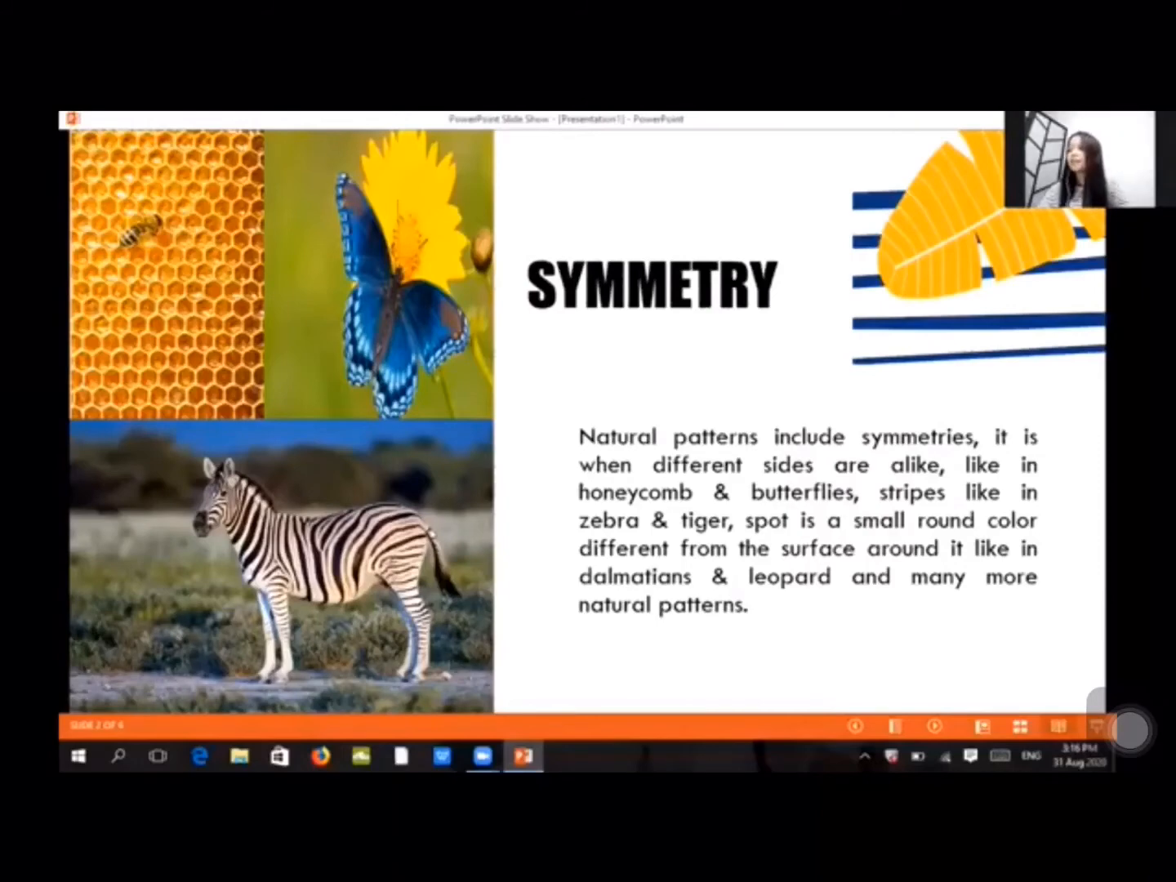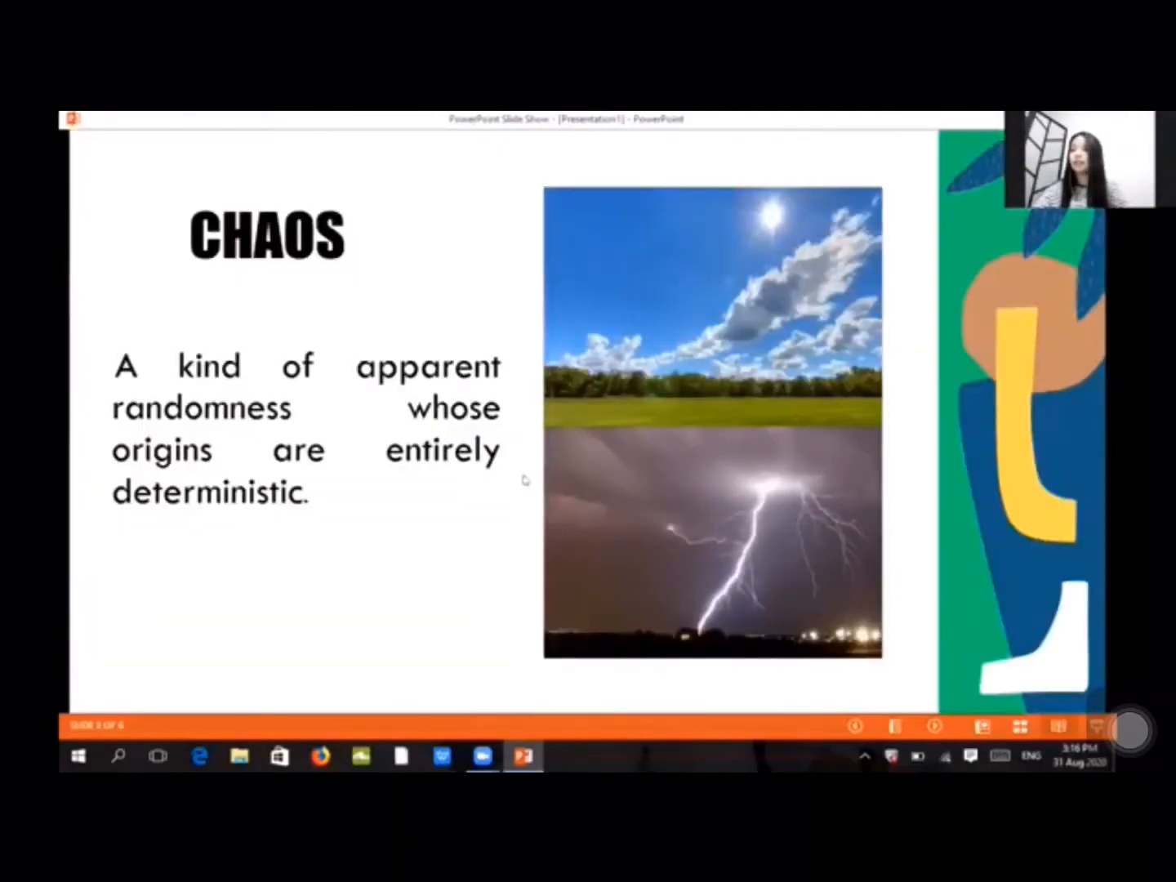Symmetry. Natural patterns include symmetries. It is when different sides are alike, like in honeycombs and butterflies, stripes like in zebras and tigers, and spots. A spot is a small round color, different from the surface around it, like in Dalmatians and leopards, and many more natural patterns. Chaos. A kind of apparent randomness whose origins are entirely deterministic. For example, weather. Weather is chaotic because it is hard to predict and it suddenly changes.